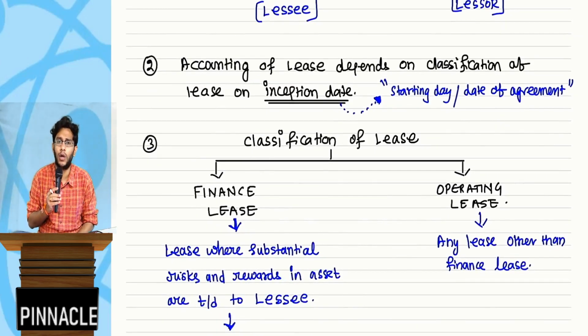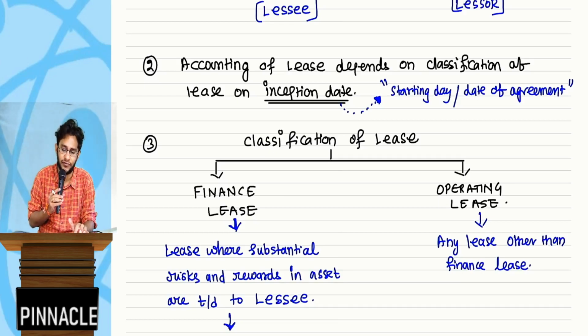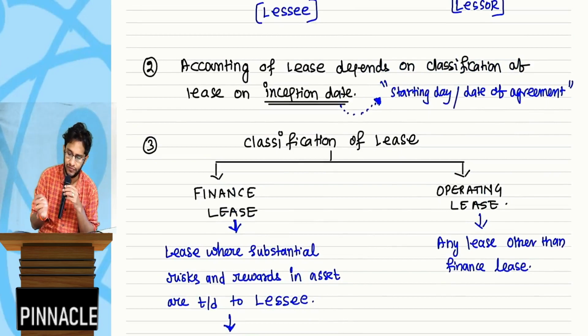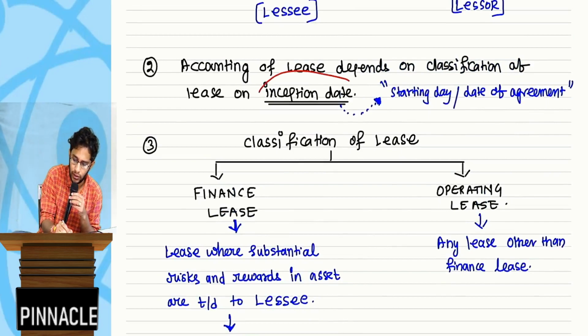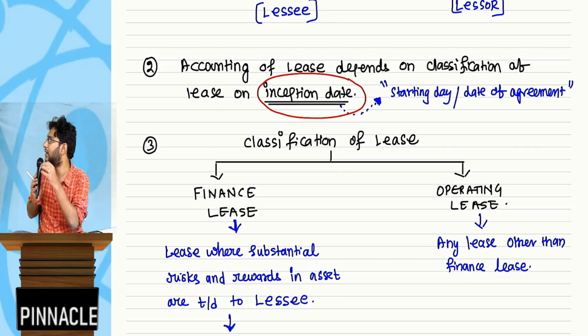Now, how do we account for this lease transaction in the books of the lessor and in the books of the lessee? Accounting of a lease, prima facie, depends on whether the lease is classified as a finance lease or an operating lease. This classification has to be done on the inception date. Inception date is nothing but the agreement date of terms and conditions. Lessee and lessor will agree to certain terms: this is the lease period, the asset's guaranteed residual value should be this much, lease rent should be this much. Our date of agreement is the date of inception.